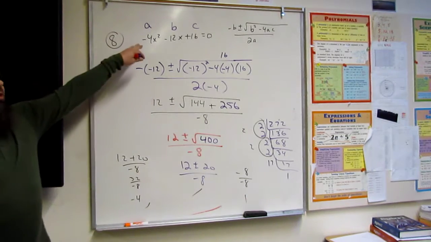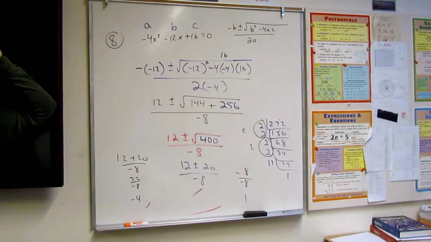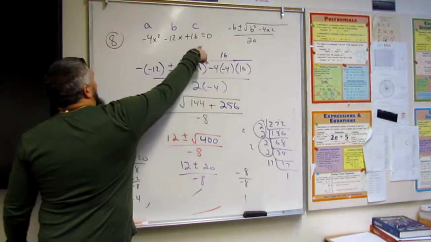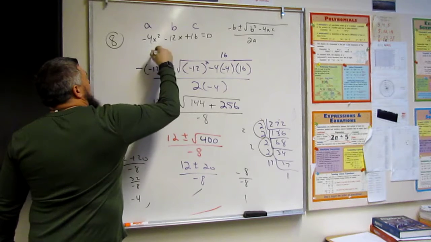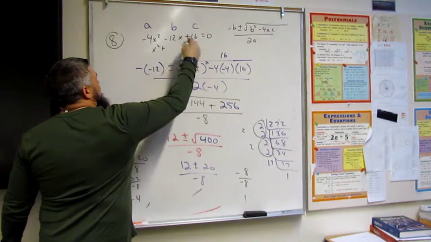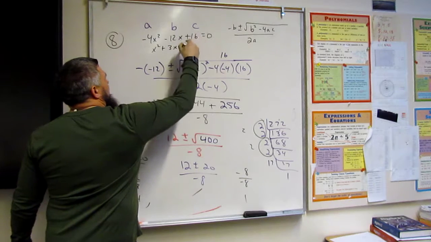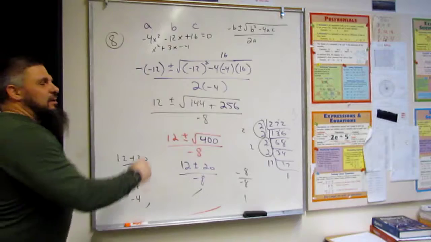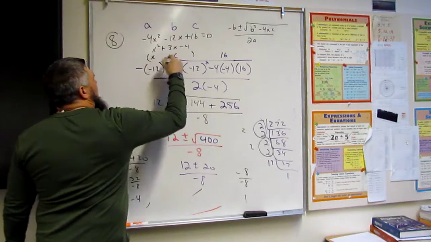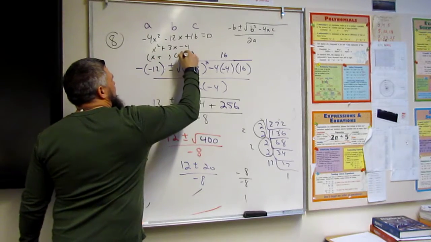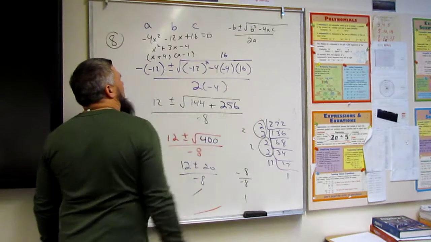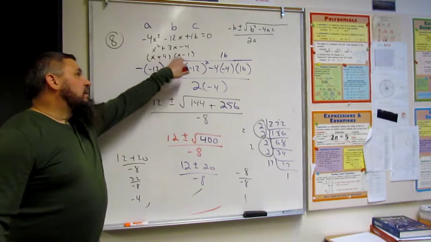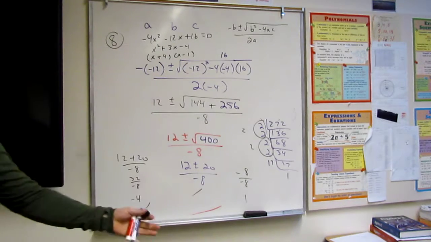So this is actually factorable, right? We could actually factor it. Negative 4 goes into all those. And I get x squared plus 3x minus 4. So x plus 4, x minus 1. Ta-da! Negative 4 and 1. That would be a lot easier, yeah?